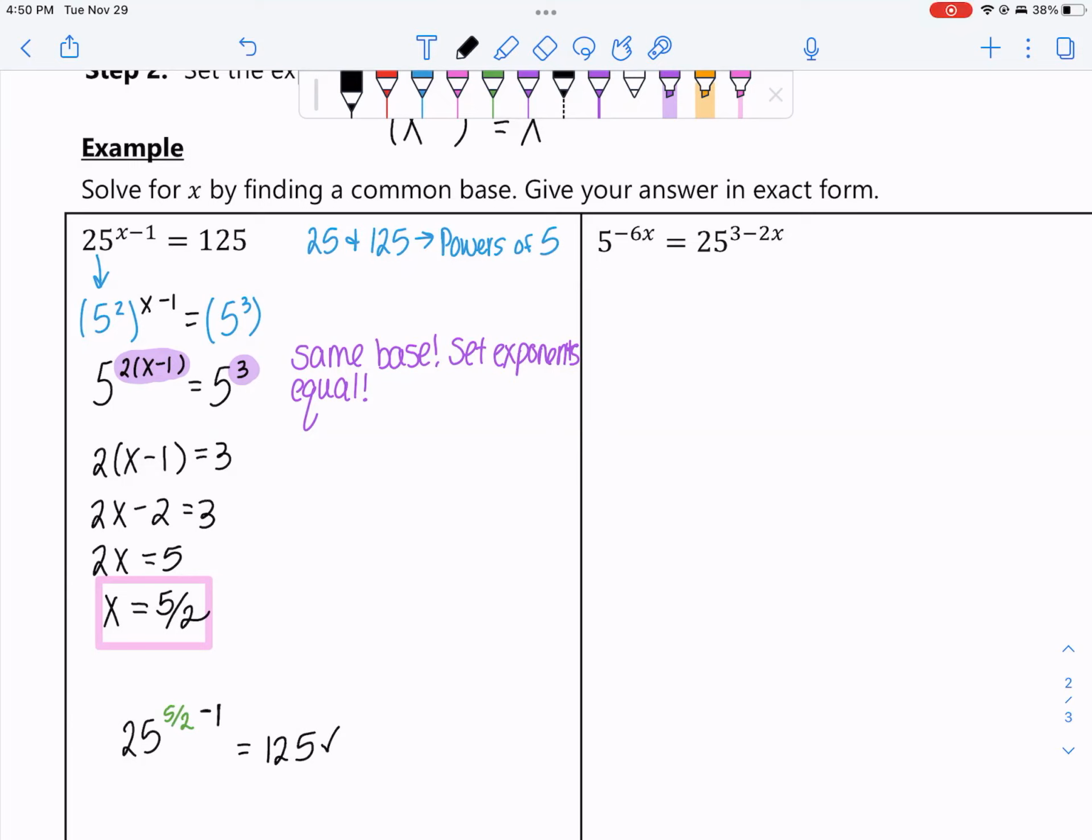All right, let's do another one here. Shouldn't have used the same base. Oh well, too bad. We're already here. We got 5, we got 25. These are both powers of 5.